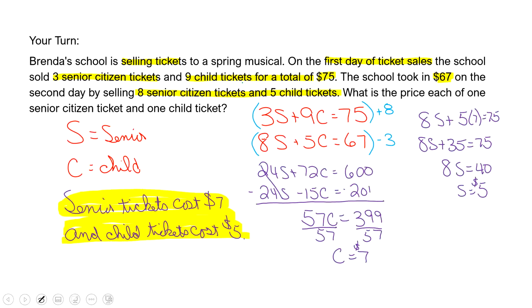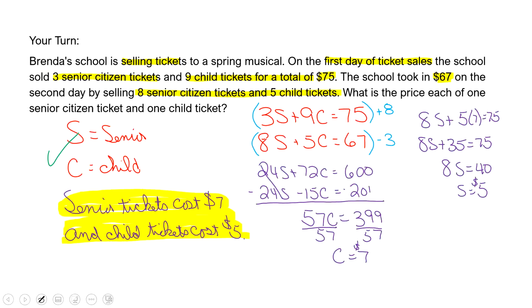Okay, again, S and C for senior and child. The easiest way for me to go. Unfortunately, in this one, there were 3 senior tickets and 9 kids tickets for $75, so that's 3S plus 9C equals 75. Next one was 8S plus 5C equals 67, so it's really not helping me out because it's not easy math to get rid of a variable. I again picked to get rid of senior tickets, so I multiplied the first equation by 8 and the second equation by -3, got rid of senior tickets, and worked out 57 kids tickets are $399. So I solved that and I got that the kids tickets were $7.